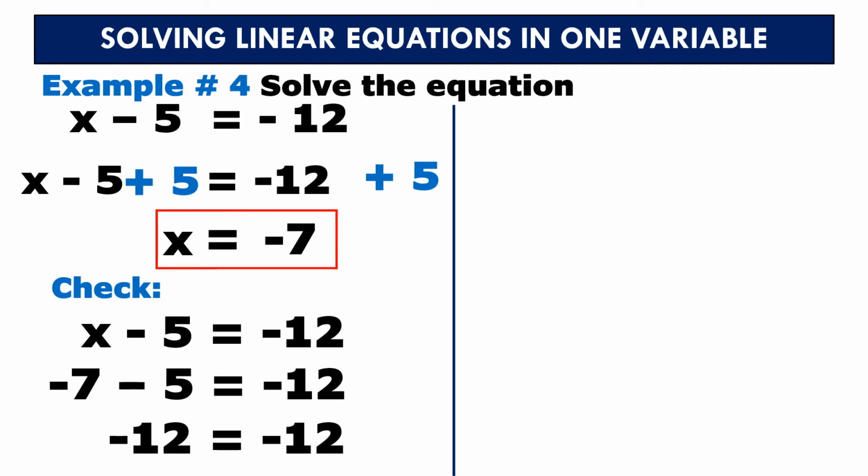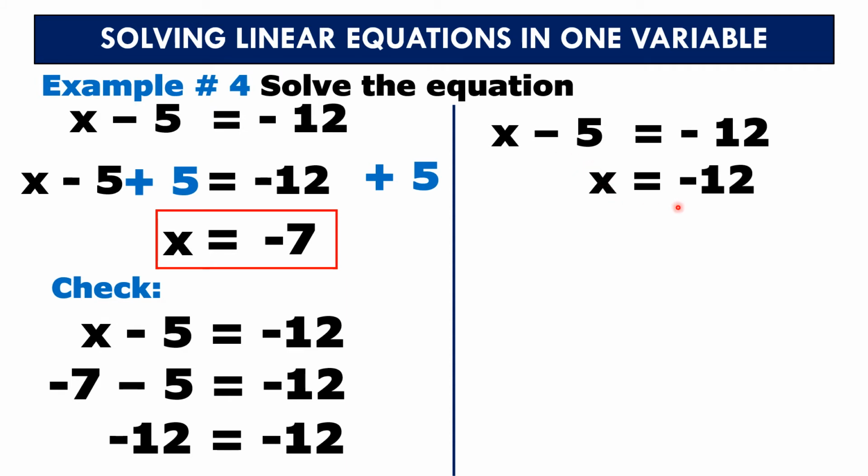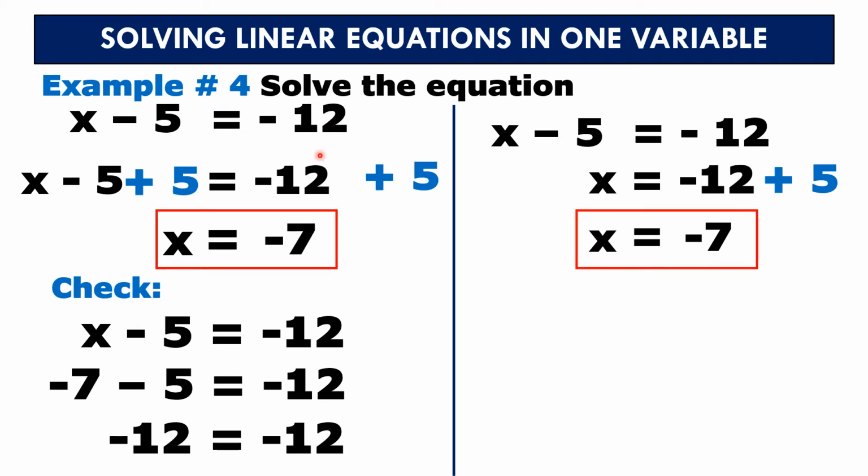An alternative way to solve this is ililipat natin yung negative 5 sa other side ng equation. Pag nilipat natin, mag-change yan ng sign. So from negative 5, magiging positive 5. So we have x is equal to negative 12 plus 5, which is negative 7. So ito ay shortcut ng process ng ginawa natin dito.